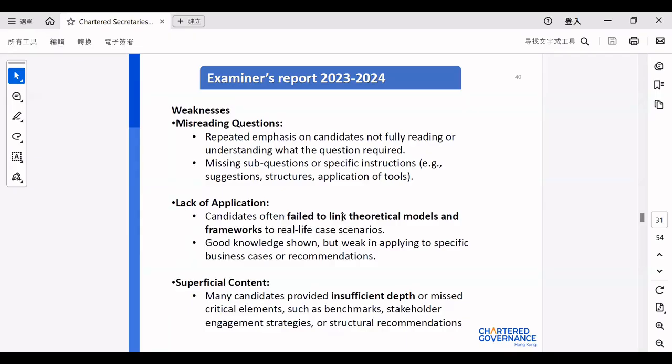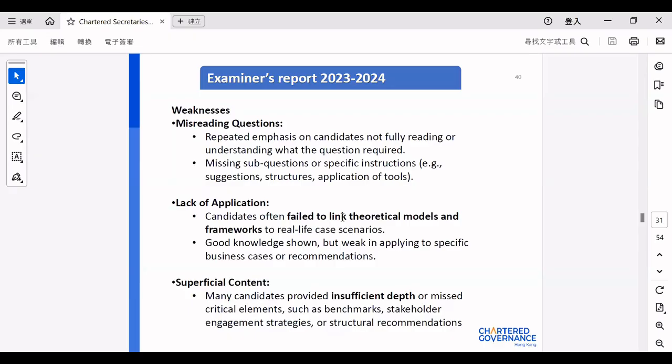Later on, when we go through the questions, we'll look at some of them and do some exercises to help you identify what is being required, what's being asked, right? So if you miss the sub-question or specific instruction, for example you're asked to suggest, or you are asked to prepare a report to the board of directors and you do not do so, then probably you don't get a good mark.